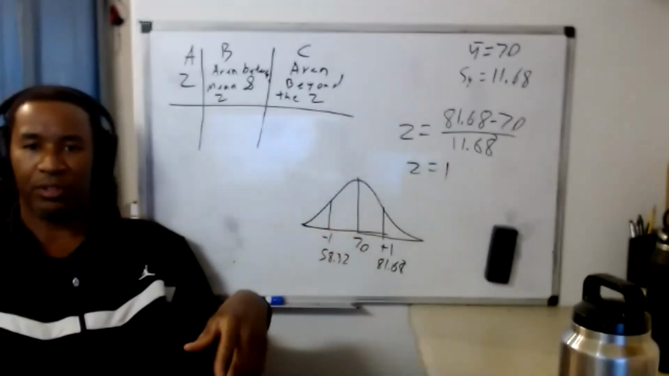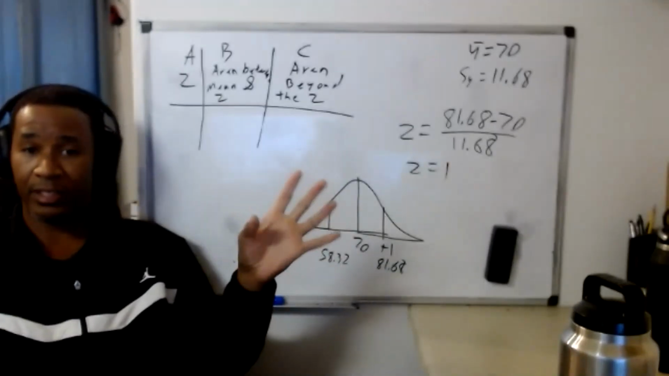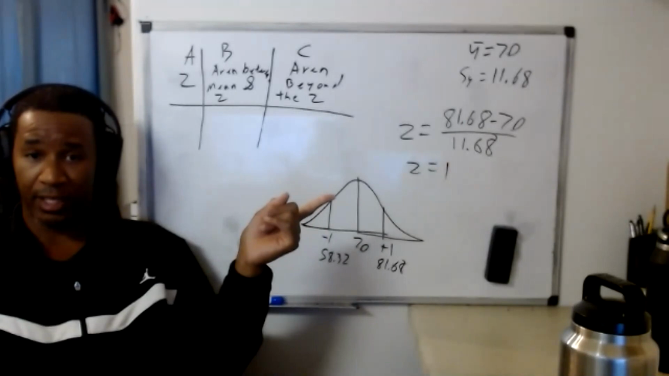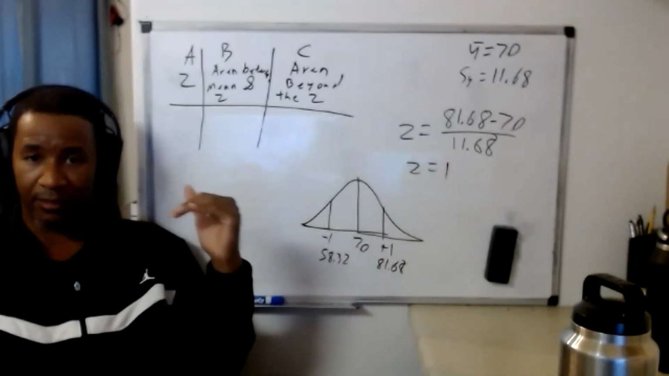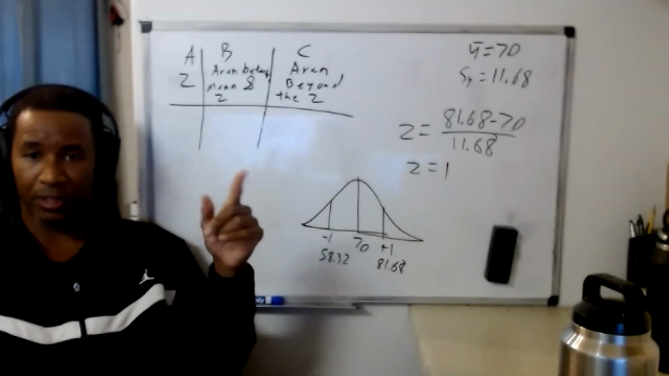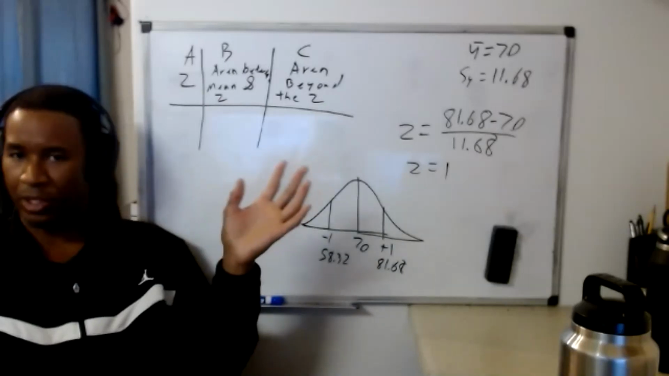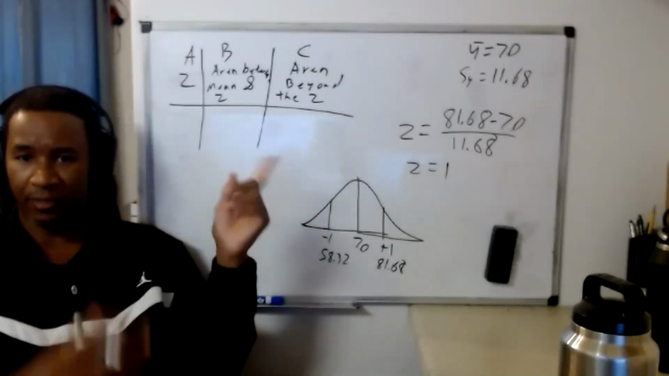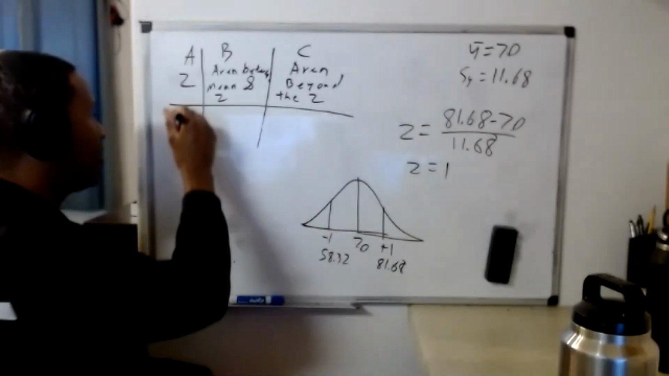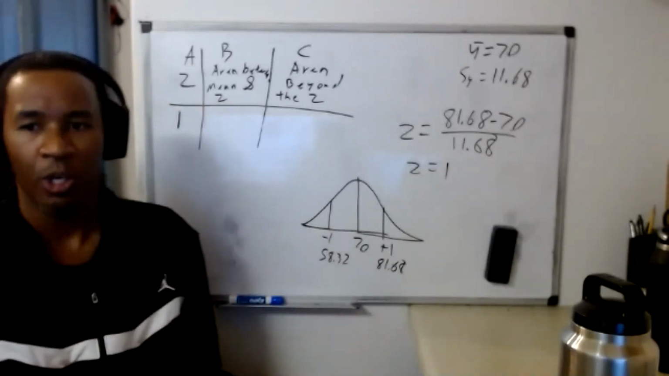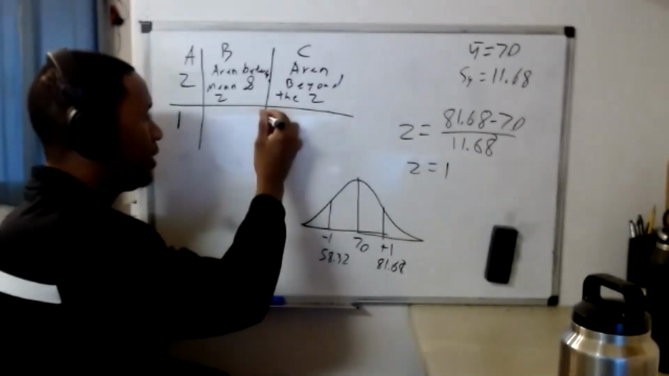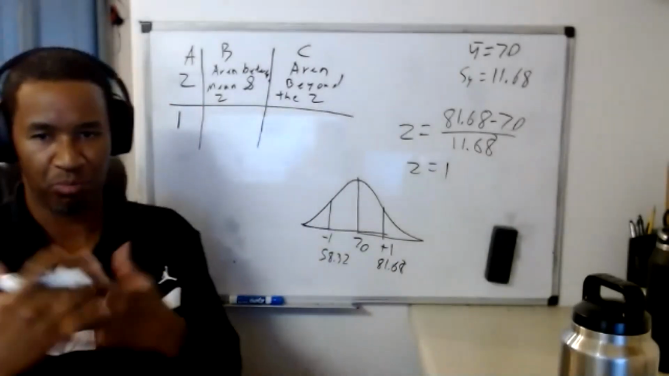Same thing with 58.32. 58.32 minus 70 is going to give you negative 11.68. Negative 11.68 divided by 11.68 is going to give you a z value equal to negative 1. So same number. So let's just say we have a z value of 1. What would we do with this z value of 1? We would go to the table.